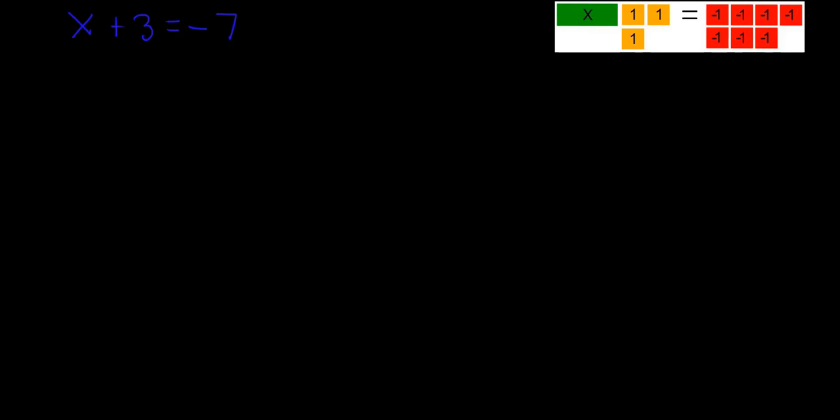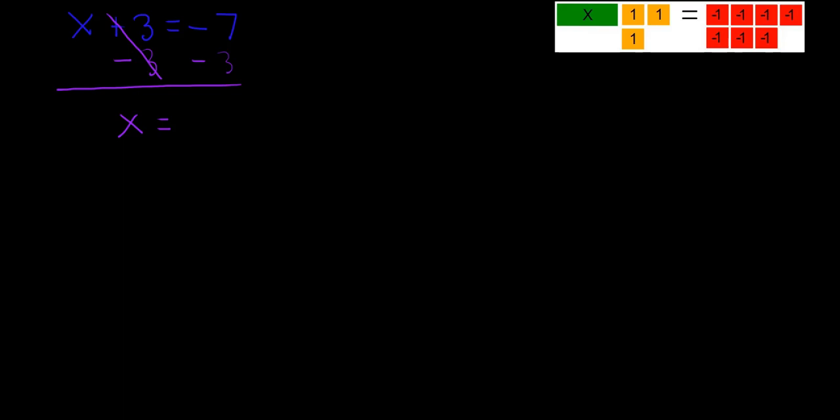Okay, so x plus 3 is equal to negative 7. I need to get the x all by itself, so I'm going to go ahead and take this 3 away and take this 3 away. Okay, this creates a 0 pair. That means they cancel out to equal 0. So now I just have x on this side, which is exactly what I want.